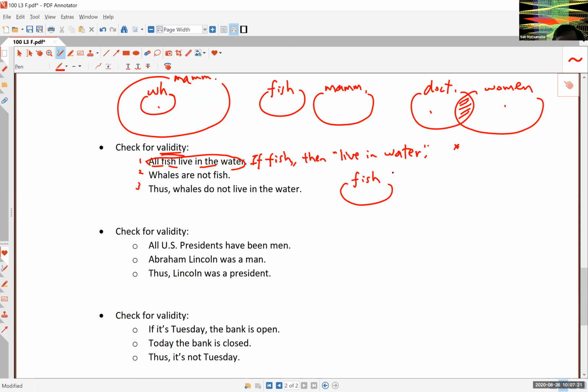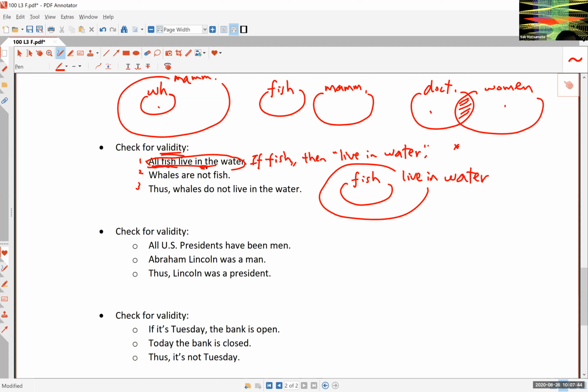So here's the fish, and a bigger circle is whatever lives in water. You can say things that live in water. The statement is saying this: if X is a fish, then X lives in the water. All fish live in water. Now look at the second statement. It says whales are not fish.